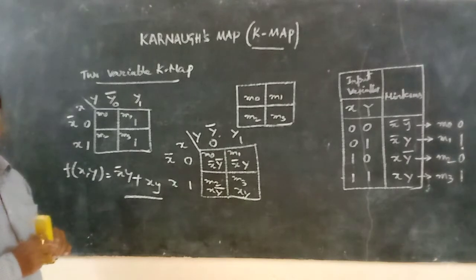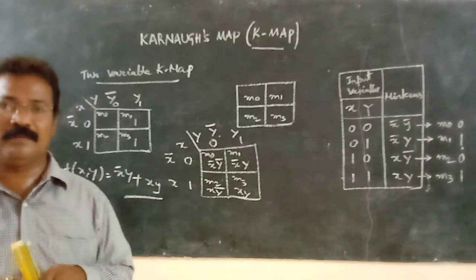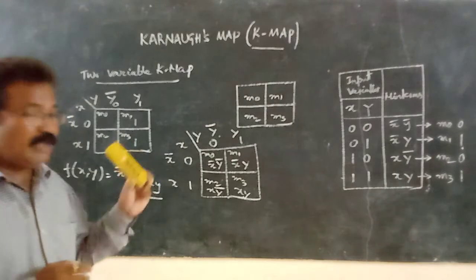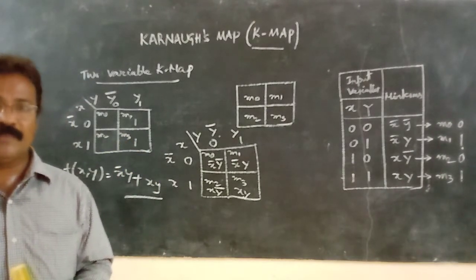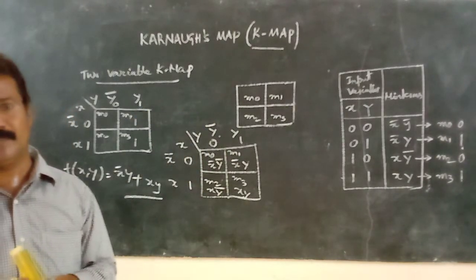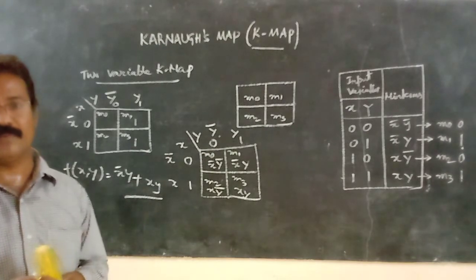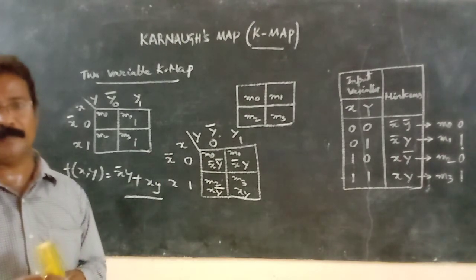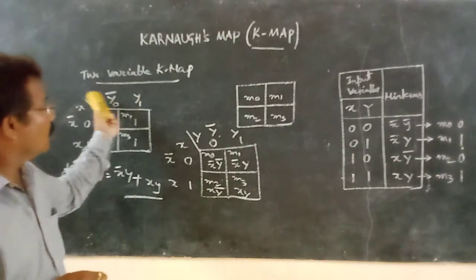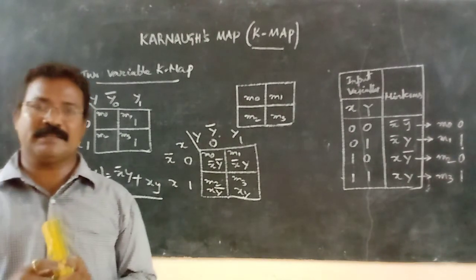So the K-map is the pictorial representation of a truth table. Depending upon the number of variables, the number of cells can be represented in the K-map. There are three types of K-maps: 2 variable K-map, 3 variable K-map and 4 variable K-map. This is the 2 variable K-map. That is about today's session. Thank you.